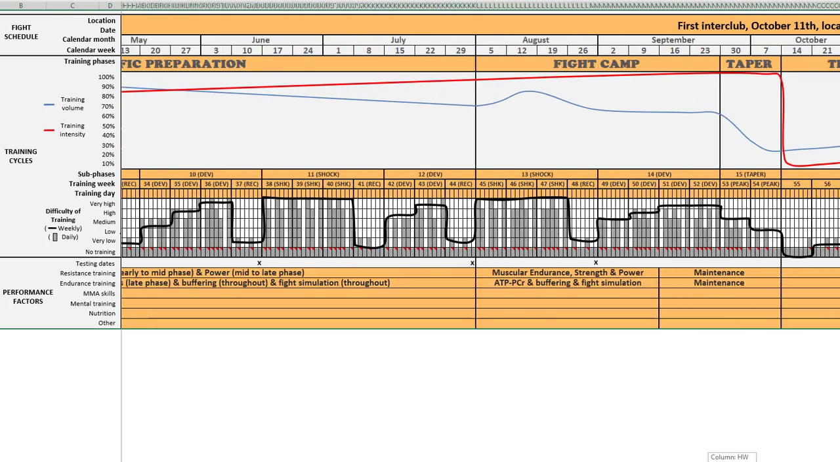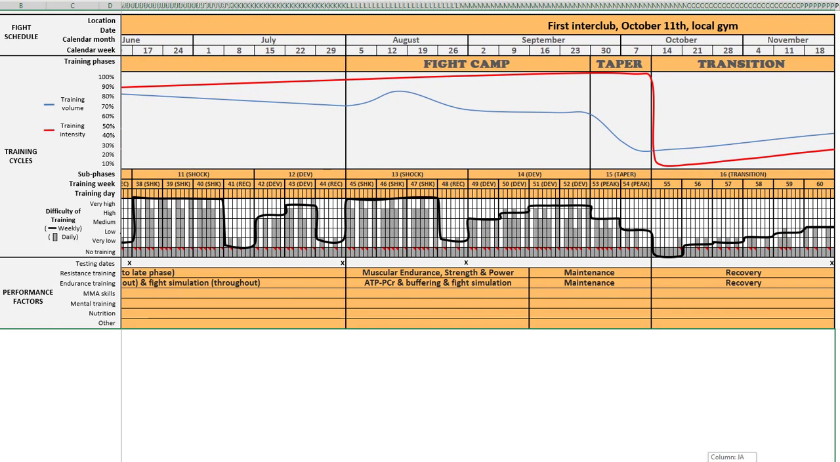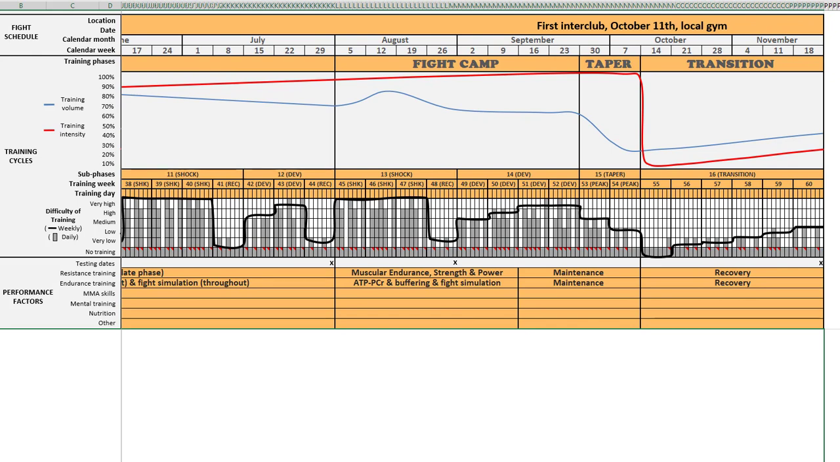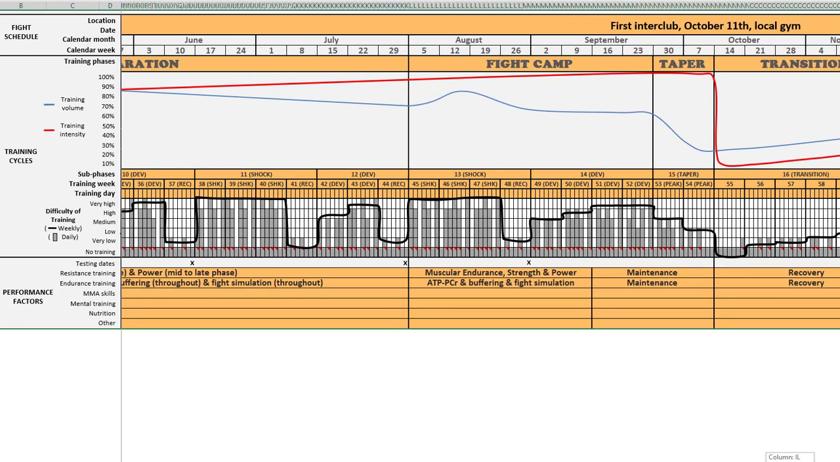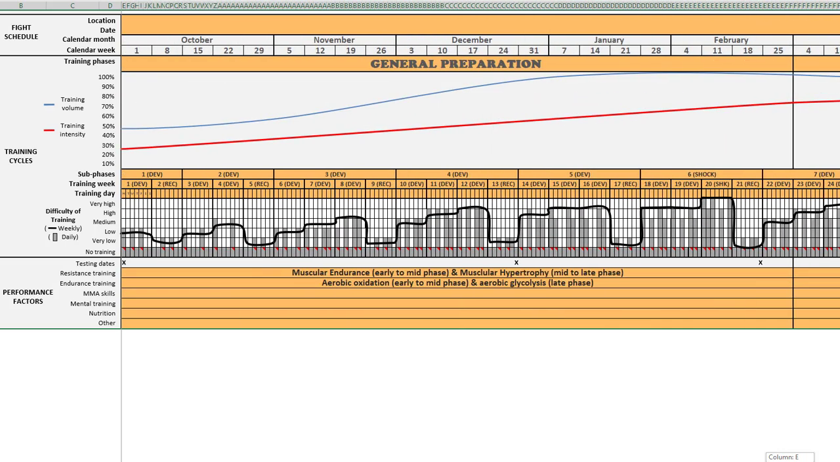So let's scroll across here. We can see the whole fight plan right to the end. And so in the fight camp, we've scheduled one testing battery, and that's at the end of the 13th sub-phase. And then there's one final testing battery at the end of the transition. So let's scroll all the way back to the beginning here.